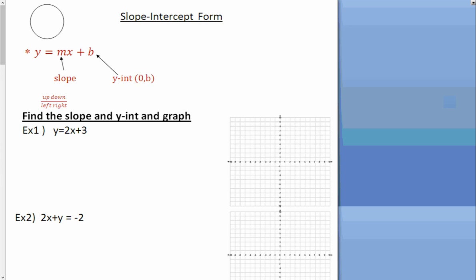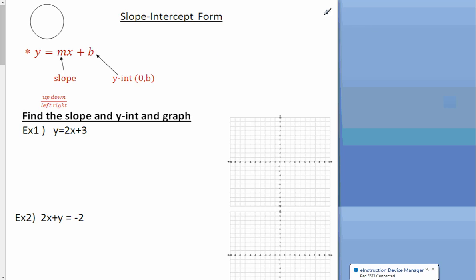Y-intercept form of the equation. When you see an equation in the form of y equals mx plus b, this is probably the most useful form of the equation. When it's set up like this, whatever this number is, is the slope, and whatever this number is, is the y-intercept.